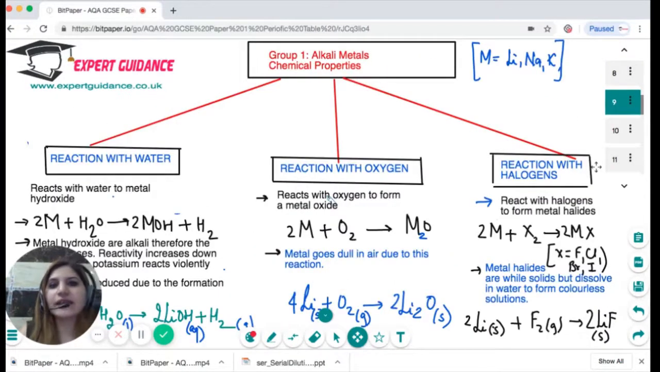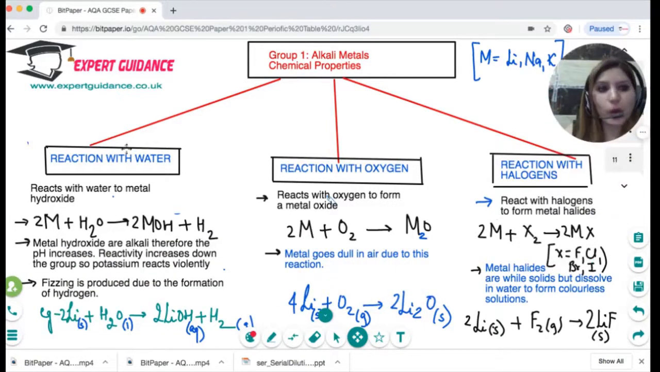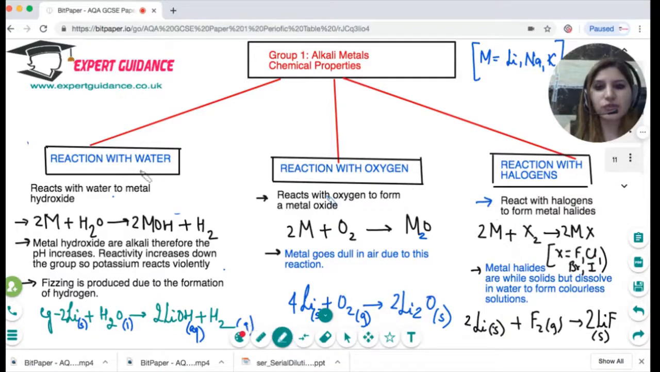Now let us look at the chemical properties. Now in the chemical properties, you need to know about 3 reactions. Reactions with water, reactions with oxygen, reaction with halogen. Now always remember, whenever asked in the exam, you'll be writing a balanced chemical equation along with the state symbols. So here I'll be taking an example of lithium, how lithium reacts with water, oxygen, halogen. You can replace lithium with any of the group 1 elements, that is lithium, sodium, and potassium, and write the equation the same way.